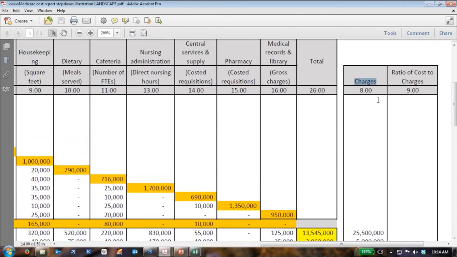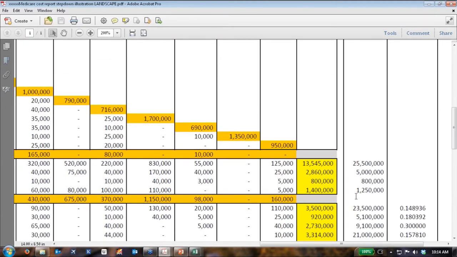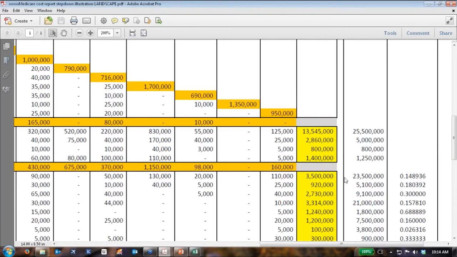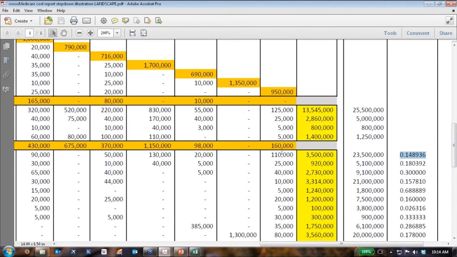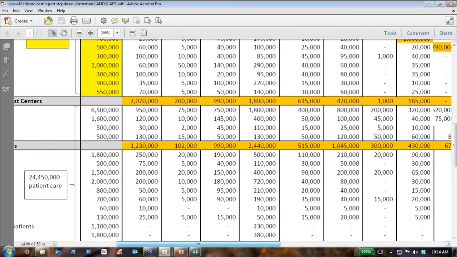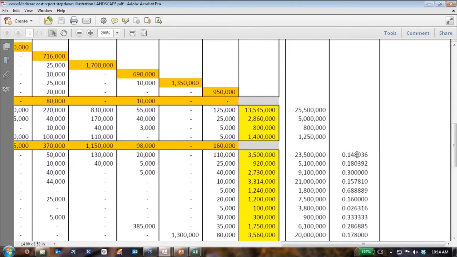This is from a different worksheet. I've just simply laid it side by side here so you can see how this works. You can lay it side by side with charges and divide the one by the other to develop your cost-to-charge ratio. So what this means, out of operating room, 14 or 15 cents on the dollar are costs, and 85% of your dollar are contractual adjustments essentially, or profit. In other words, your costs in relation to charges in the operating room are 15 cents of costs out of every dollar of charges.